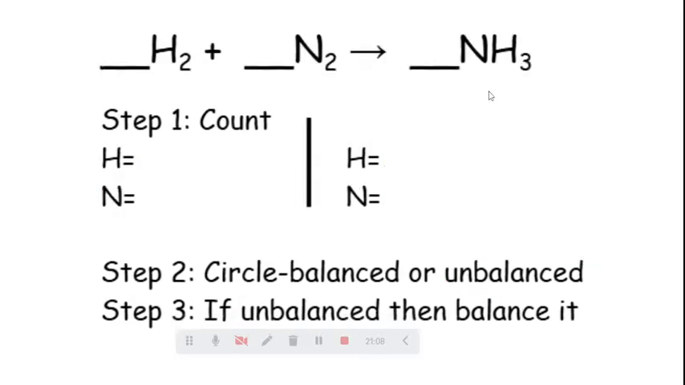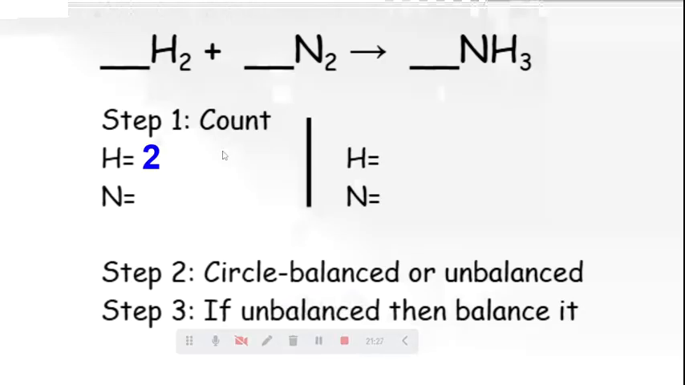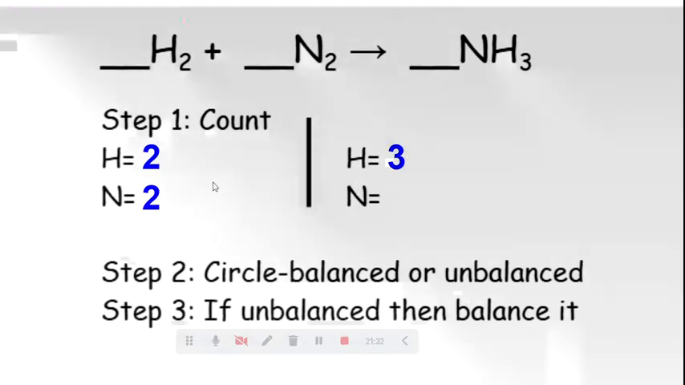Okay. I want you to pause and I want you to try and count this one for me. All right. So we have H2N2, which is going to yield to our product NH3. So let's see if you counted it right. Did you get 2 hydrogens, 2 nitrogens on the left side? Did you get 3 hydrogens and 1 nitrogen on the right side? So is this balanced? Unfortunately, it is not.